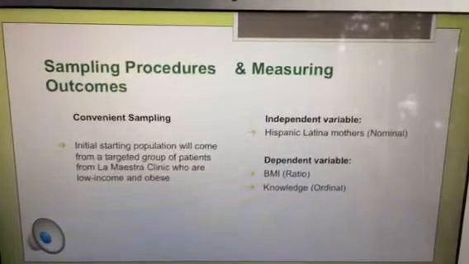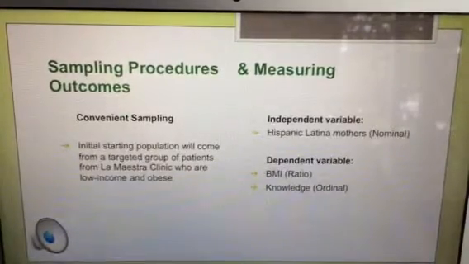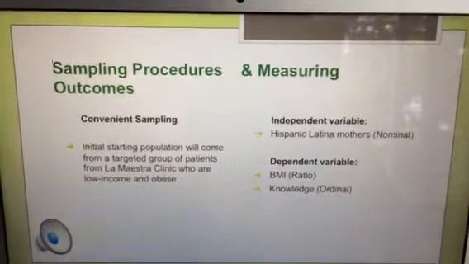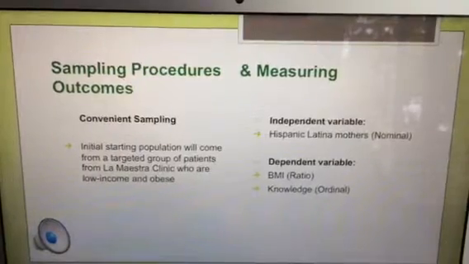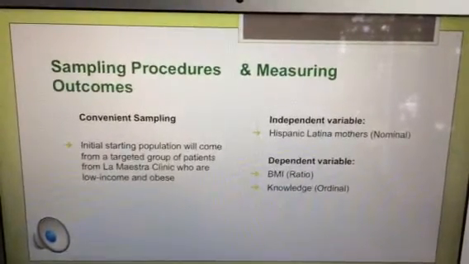The independent variable is the population that we are working with, the Hispanic Latina mothers, which provided nominal data, and the dependent variables were BMI, which provided ratio data, and knowledge, which gave us ordinal data.